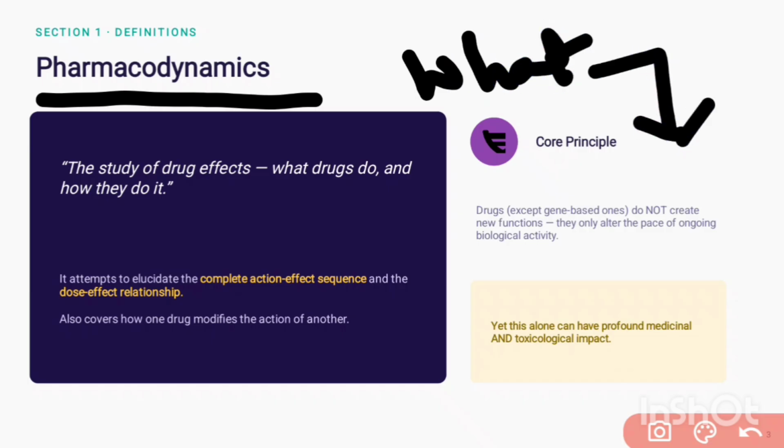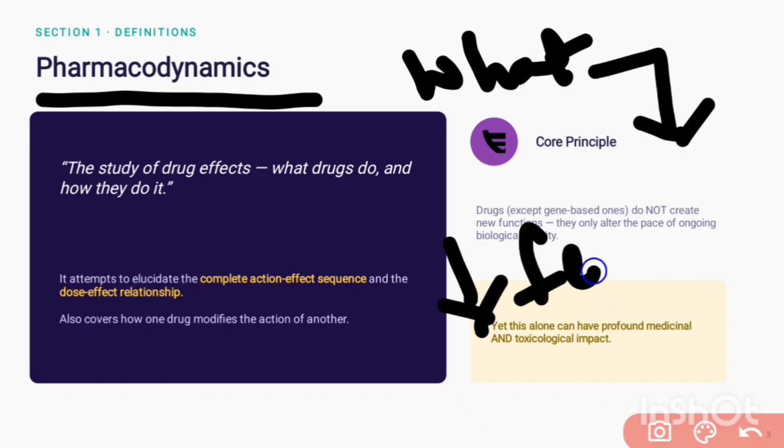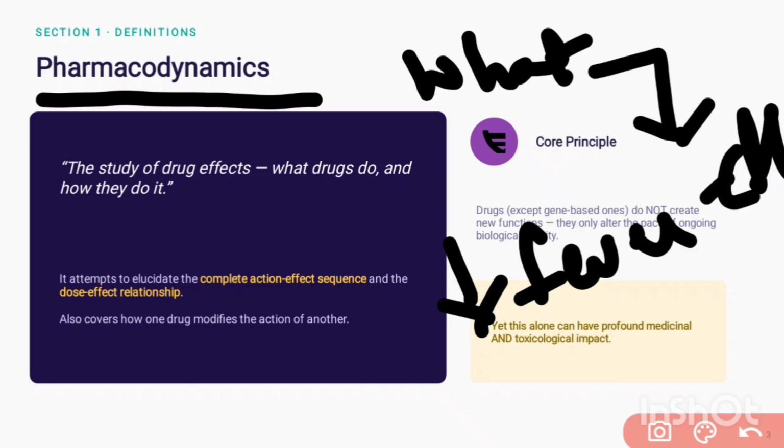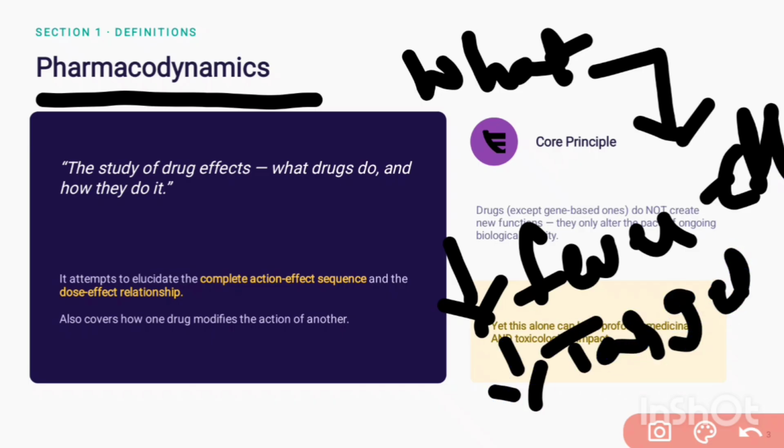If you take paracetamol, what will it do? It will reduce the fever. So it will show the effect. How will it show the effect? By acting on its targets, right? So this is what we study in pharmacodynamics, which is the study of the effects of drugs and the mechanism of action of the drug.